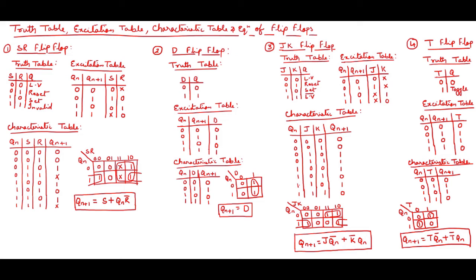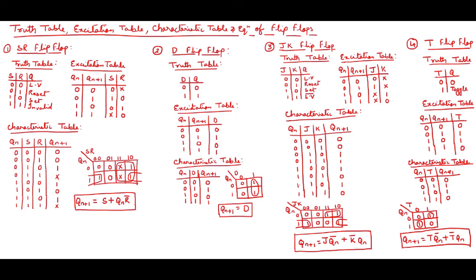Come to the characteristics table of T flip flop. Qn present state, then T, then Qn plus 1 in the future. So I have 0 in the present state, I am giving 0 from T, I'll get 0 in the future, because there is no toggle. 0 is there, I'm giving 1 from T, so it will toggle to 1. 1 is there, I'm giving 0 from T, so it will not toggle, I'll get 1, the same value. 1 is there, I'm giving 1 again, so it will toggle, so it comes to 0 in the future state.